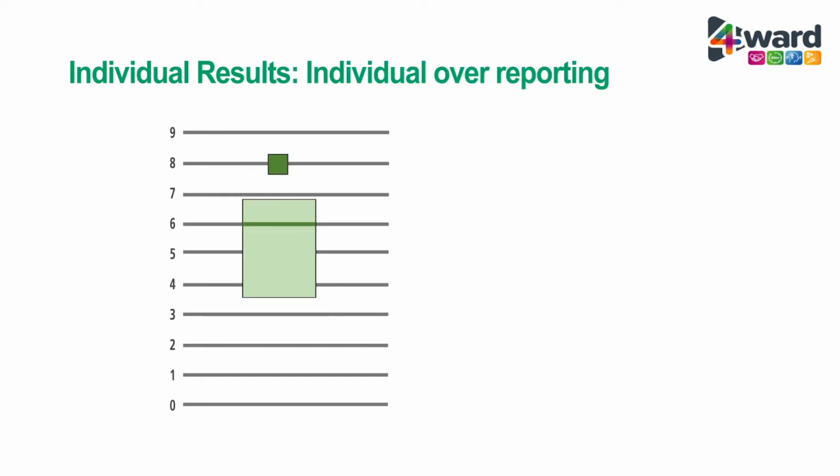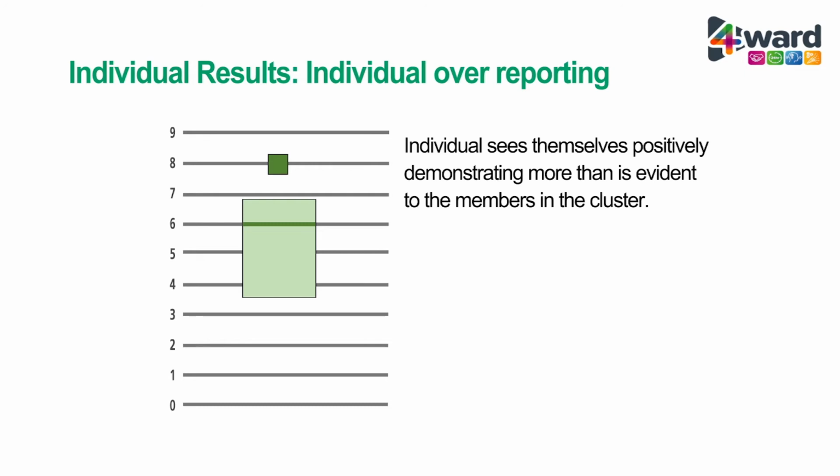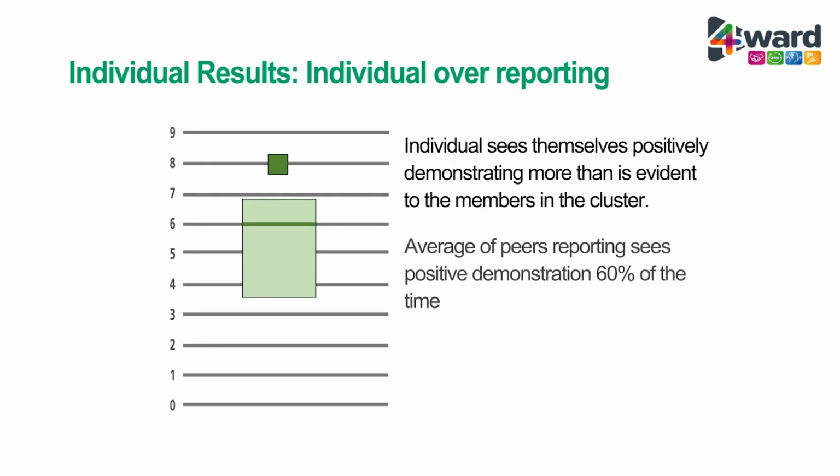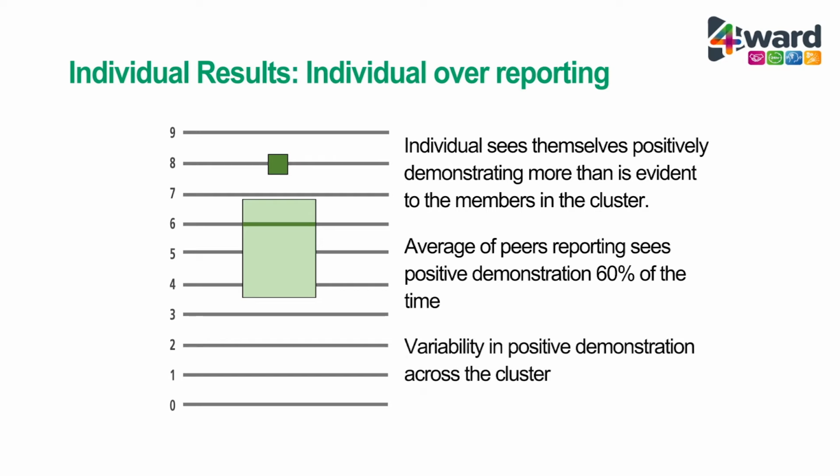In this example, the box sits above the shaded area and above the average score received from the cluster. This basically means this person overestimates their own demonstration of the behaviours, and their peers are not seeing what they think they are delivering in terms of the behaviour. The actual average sees this person being reported as positively demonstrating the behaviours 60% of the time. That's what the group sees.